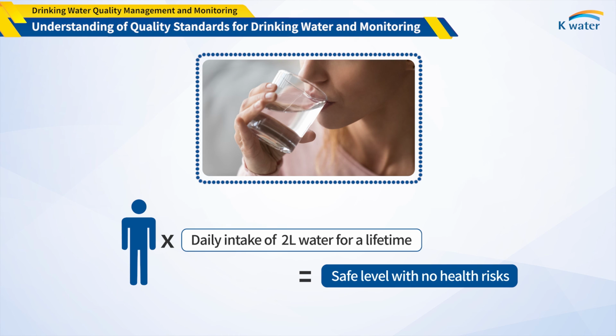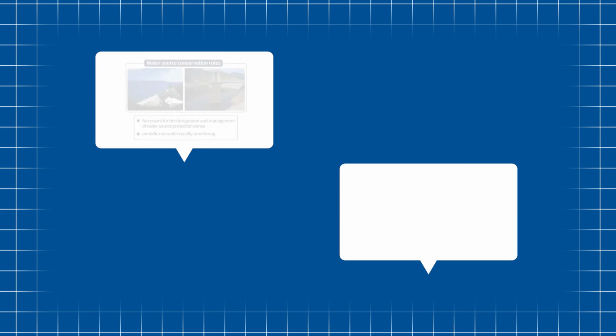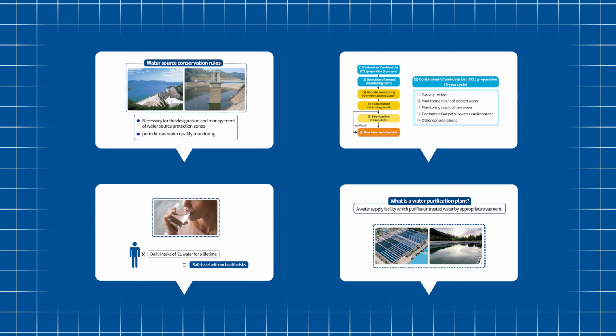However, since water quality standards are based on chronic toxicity, temporarily exceeding the standards does not have a significant effect on health. Water quality standards should be used as an indicator for taking measures, such as checking whether the water treatment process is working appropriately. Today, we have learned about water quality management regulation and drinking water quality standards in Korea. Thank you.